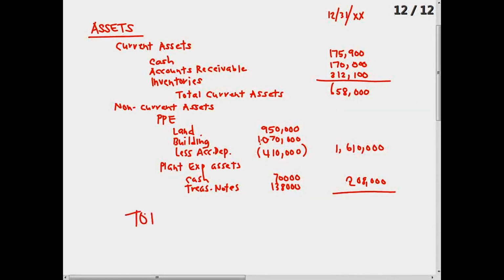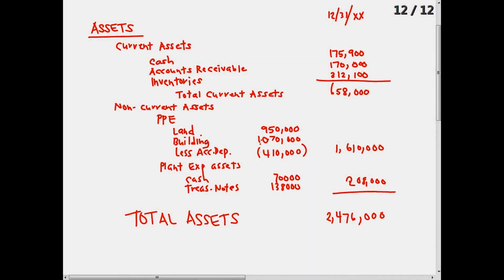Okay, so now total assets. 2476. Okay. Does anyone have a different number and they want to discuss why? Did everybody come up with 2,476,000 in their asset section? Yes? Okay, so we're all good.